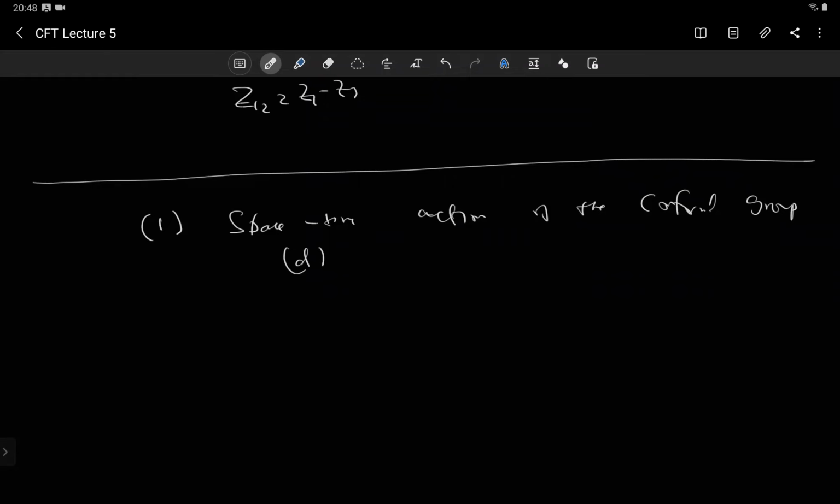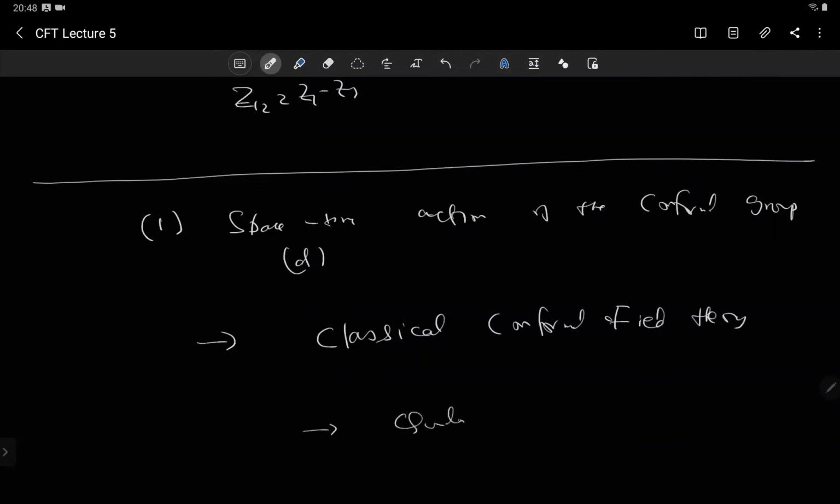So from next class, I'll start with the physics. I'll start with classical conformal field theory. And then after that, we come to the main point, which is the quantum conformal field theory. In the classical part, we will mainly talk about Noether's theorem and the conserved currents, and then we'll also talk about the conformal representations. These are the 2 things we will do here.